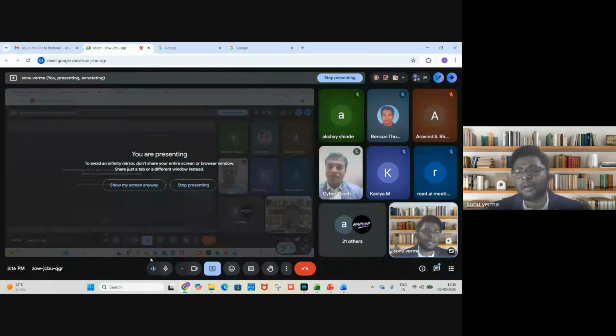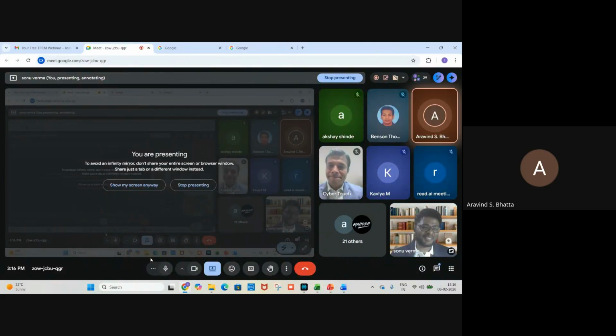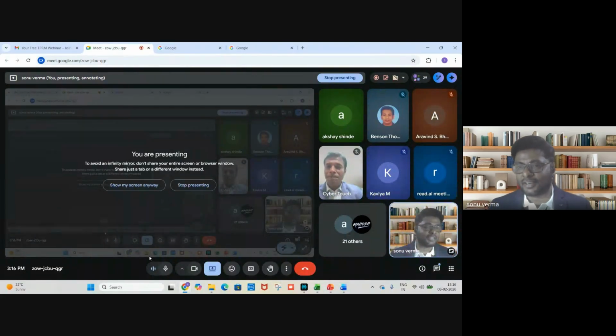For example, I'm hiring CyberTouch, and I need to check whether my company is ISO certified or not. So will you agree on the PDF document that I share with you, Arvind? Will you agree that my CyberTouch company is ISO certified? Obviously, I will verify before agreeing. Yes. So let's verify whether CyberTouch is certified or not.